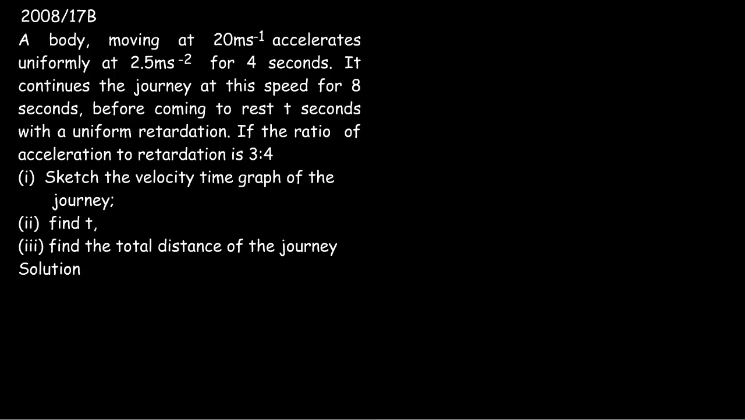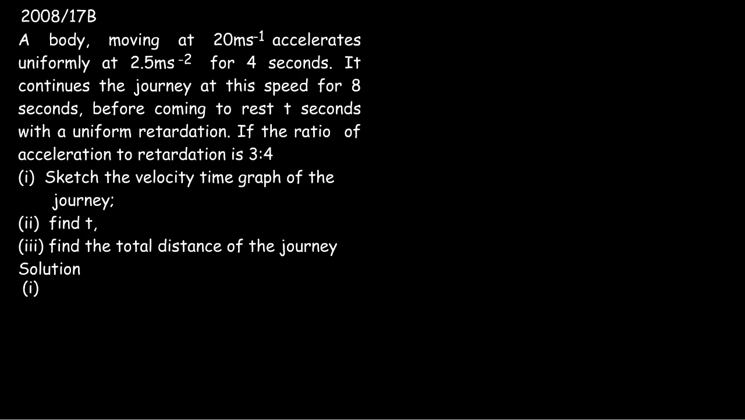We have another question that states that a body moving at 20 meters per second accelerates uniformly at 2.5 meters per second squared for 4 seconds. It continues the journey at this speed for 8 seconds before coming to rest in t seconds with a uniform retardation. If the ratio of acceleration to retardation is 3:4, (i) sketch the velocity-time graph of the journey, (ii) find t, and (iii) find the total distance of the journey.